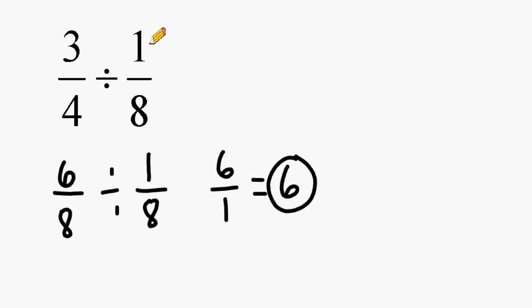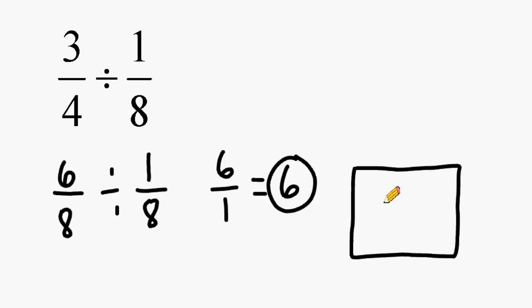That means that 1/8 can fit inside 3/4 exactly 6 times. If we were to draw a model, we can demonstrate this fact. So what we're going to do is construct a fraction model and break it into quarters. And after breaking it into quarters, we are going to shade it 3/4 full.